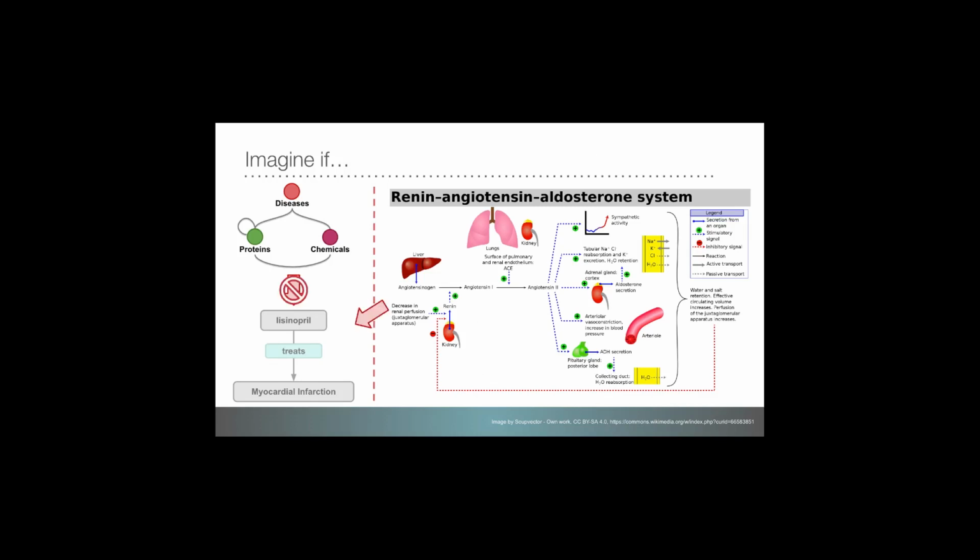So by understanding the full picture, in this case, using a more comprehensive representation of molecular mechanisms that underlie drug outcome pairs, we're not only able to identify important relationships, like lisinopril treats myocardial infarction, but we can also explain their mechanisms of action and identify potential adverse polypharmaceutical events which users of lisinopril may be at risk for.